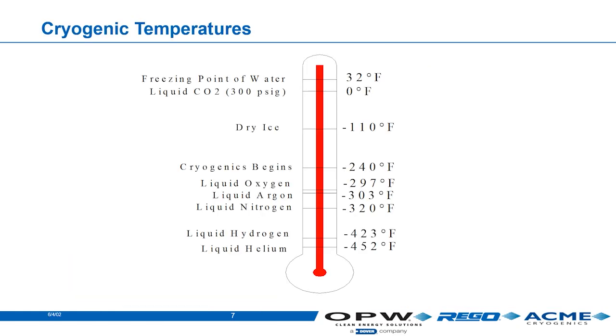If you look at liquid oxygen, this is the temperature at which the product goes from a gas and turns into a liquid. So for liquid oxygen at certain pressures, the temperature for that gas to go to a liquid, or its boiling point, has to be minus 297 degrees Fahrenheit. Argon's is 303, nitrogen's is 320, and hydrogen and helium are really cold.